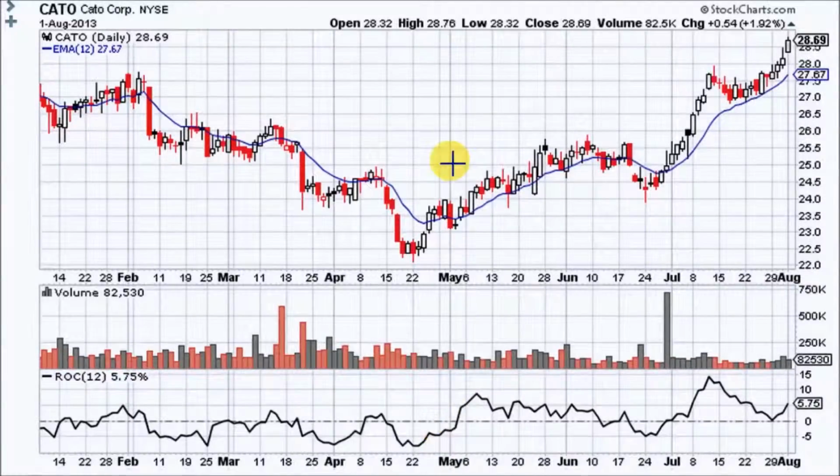Now, generally speaking, prices are rising as long as the ROC is above zero. And conversely, prices are falling when the ROC is below zero. ROC expands into positive territory as the advance accelerates, and ROC also dives deeper into negative territory as a decline accelerates.